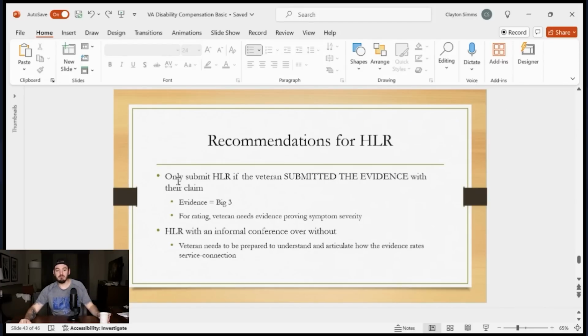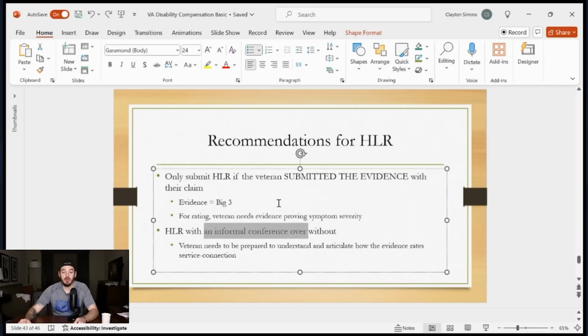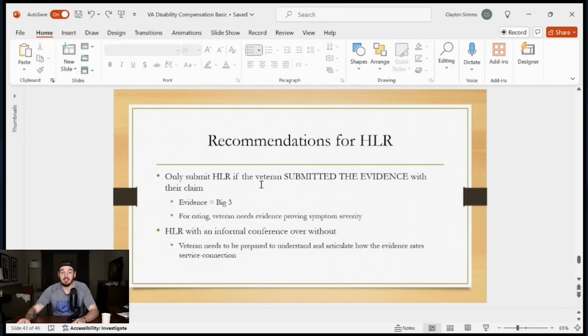Okay. Now, when you do submit that HLR with the informal conference, assuming that's the route you go, you need to be prepared to understand and articulate your evidence. Evidence meaning the big three. They're going to call you on your phone. It's informal, like how my mom would call me. Hey, man, what's up? Okay. I would say, oh, nothing much. The VA would say, hey, talk to me about this claim. You need to be prepared to speak on your in-service event. Hey, I did have medical evidence from service, or I don't have medical evidence, but evidence other than medical XYZ.